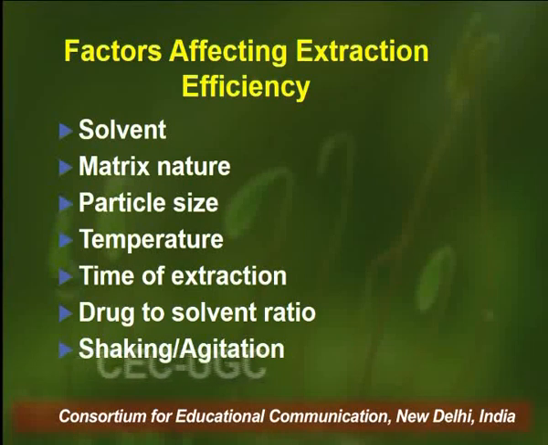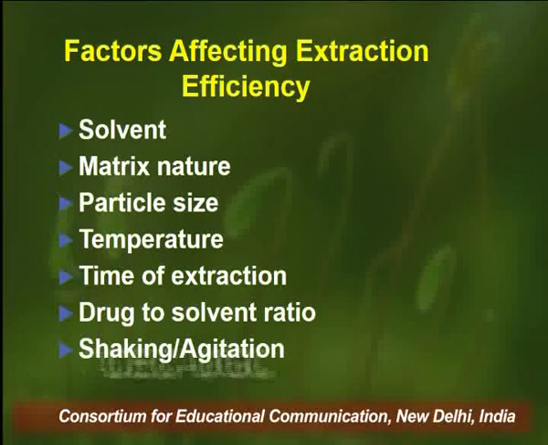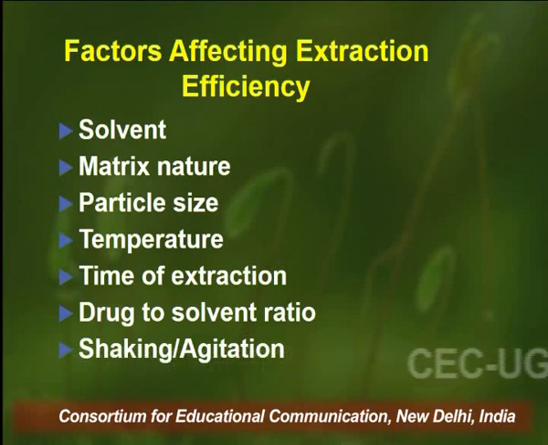Second is the matrix nature. Now matrix nature means the type of the plant material you are using. The physical nature of that material also has an impact on the extraction efficiency. If you are using, say, softer plant material that is easy to extract, the solvent will easily diffuse into that material and it will have an impact on the overall extraction time and amount of the solvent that is used.